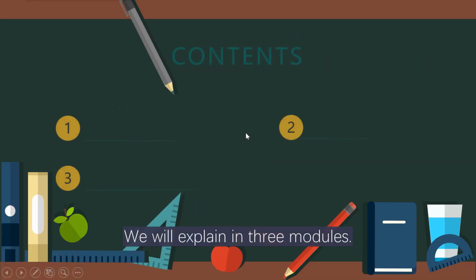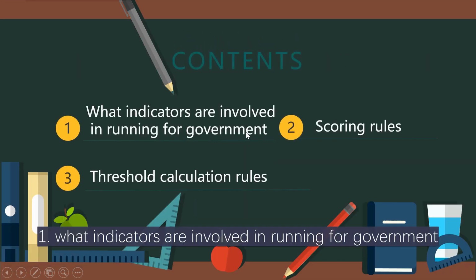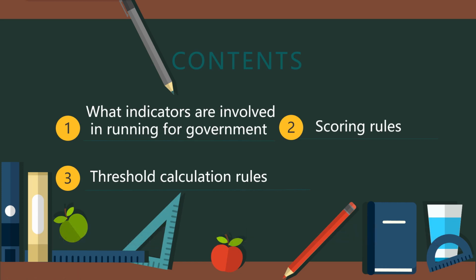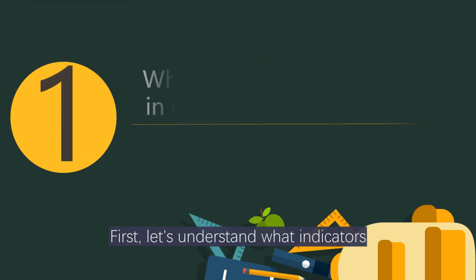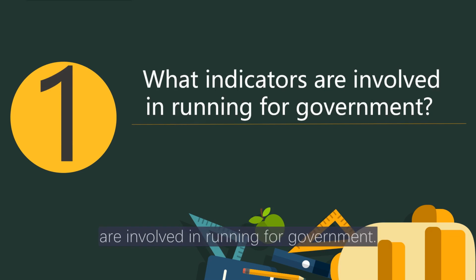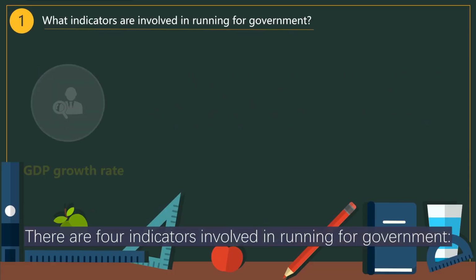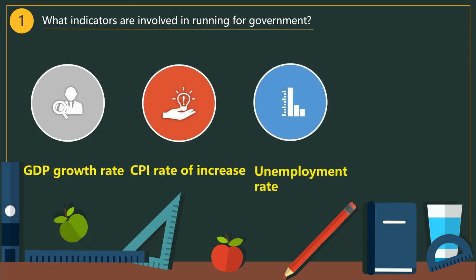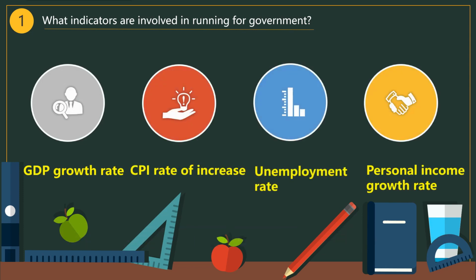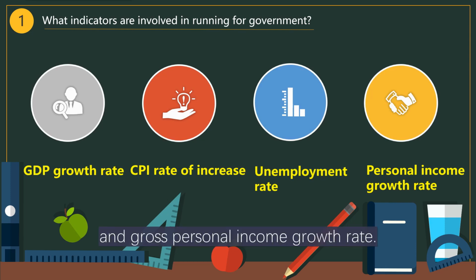We will explain in 3 modules. 1. What indicators are involved in running for government? 2. Scoring rules. 3. Threshold calculation rules. First, let's understand what indicators are involved in running for government. There are 4 indicators involved in running for government: GDP growth rate, CPI increase, unemployment rate, and gross personal income growth rate.